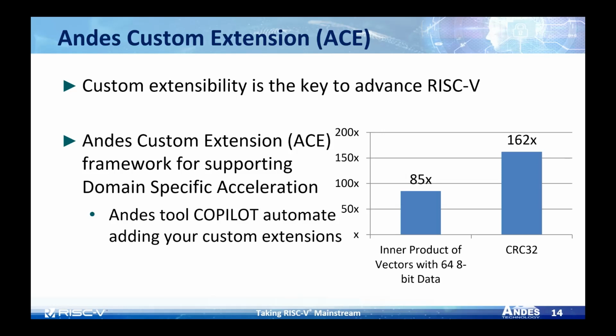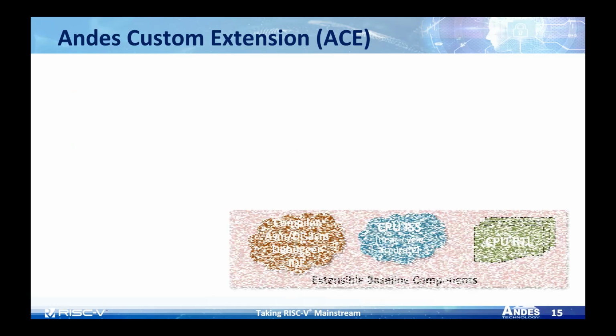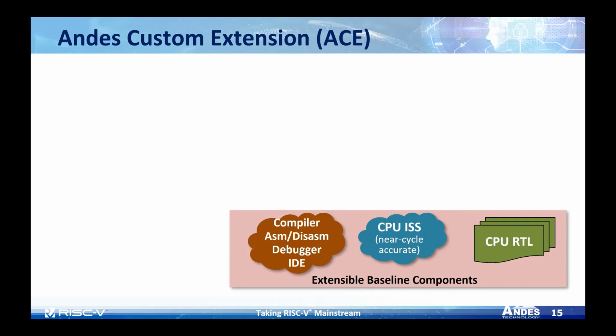If you're doing an inner product of vectors, which is used in neural networks a lot, then you can speed up with a custom extension by 84 times. How is it working? First, Andes will provide you the CPU RTLs, that is Verilog as mentioned before, a CPU instruction set simulator, and also some assembler and disassembler.